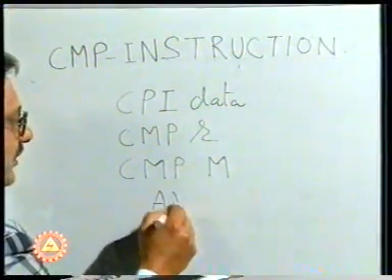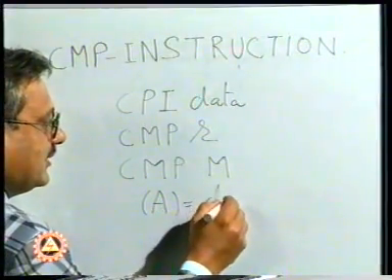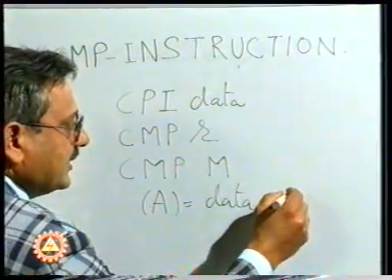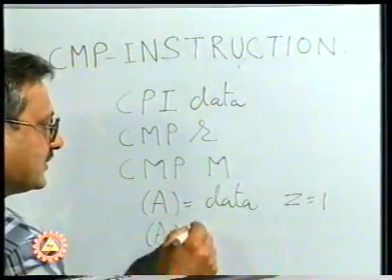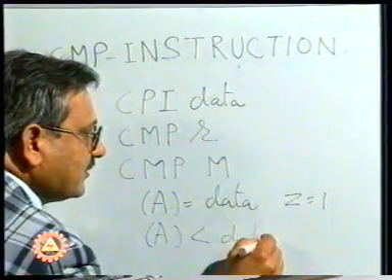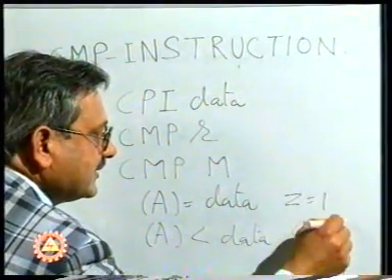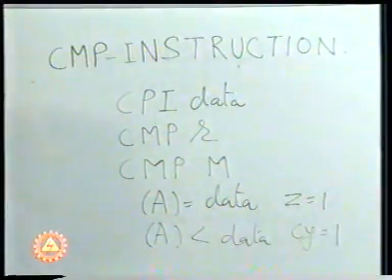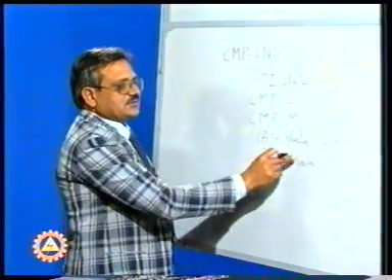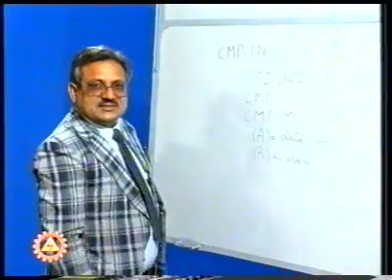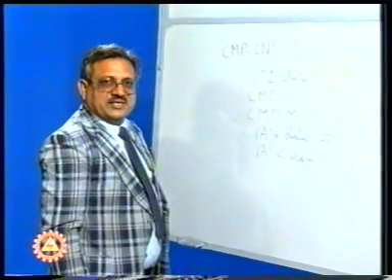Now, if the content of accumulator is equal to the data byte, then the Z flag is set. And if this content is less than data, then the carry flag is set. Otherwise, the carry flag is reset. Based on this status of the flags, this instruction can help in providing jump.